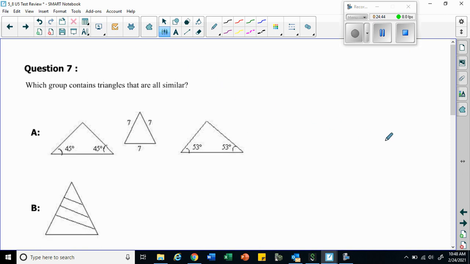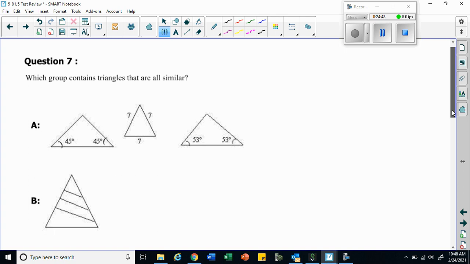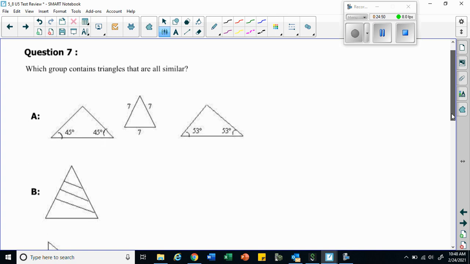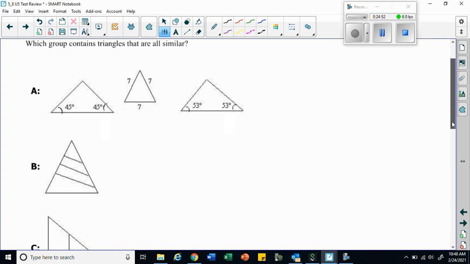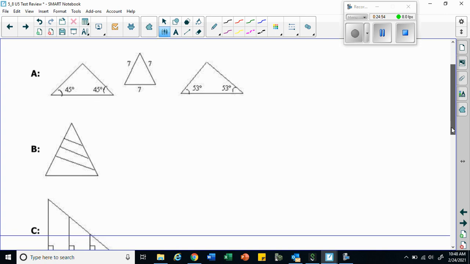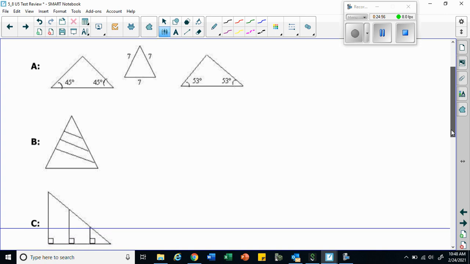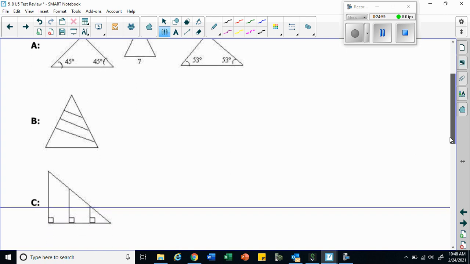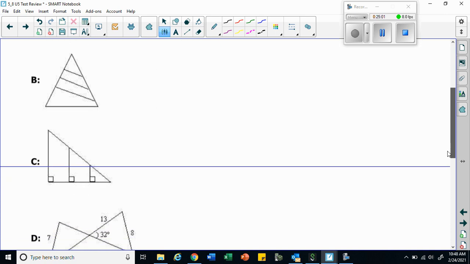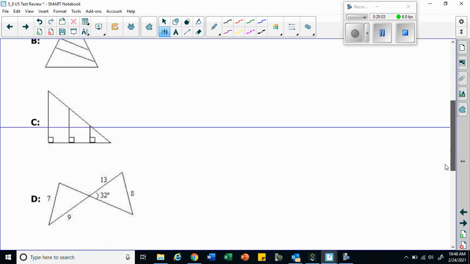All right. Let's go to number 7. So it says, which group contains triangles that are similar? So I'm going to scroll down real quick so that we can see what all of the triangles look like. We have A, we have B, we have C, we have D.